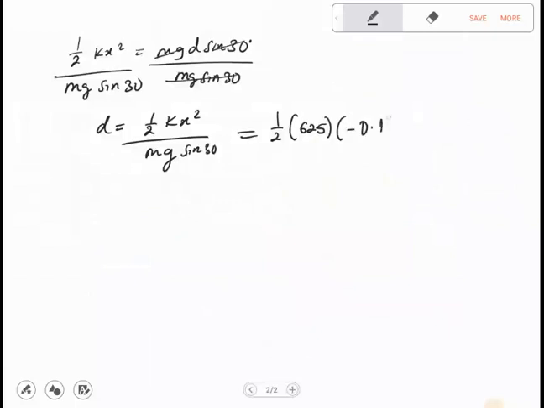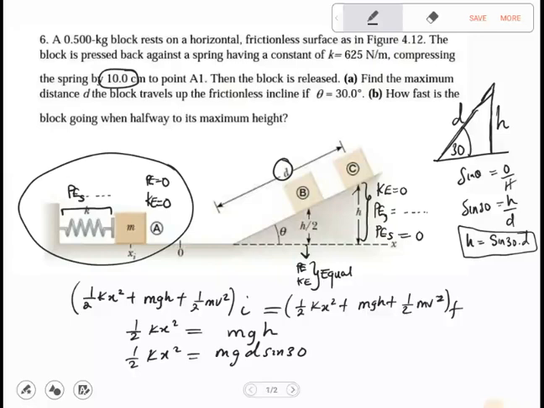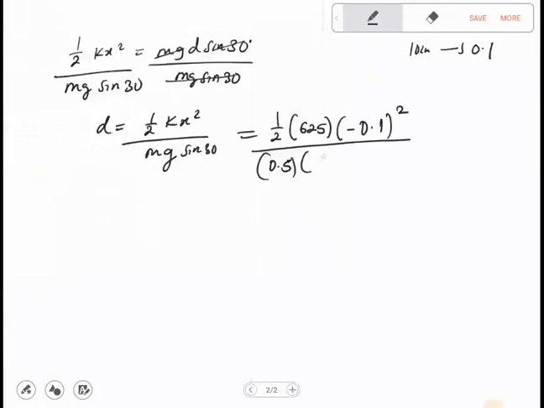0.1. Now remember, distance must be in meters. It was 10 centimeters. In meters, it's just 0.1. To be negative, of course, but we are squaring it. We divide by mass. The mass was 0.5 kg. And the gravity is 9.8, times sine 30. We know what sine 30 is, right? 0.5. So now we can punch that on the calculator.